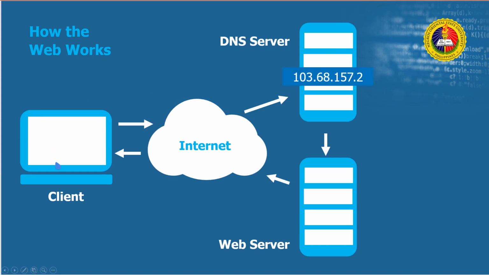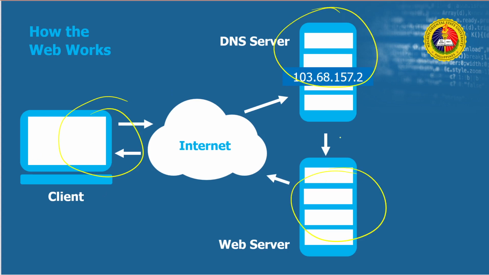But this time around, we'll talk about what happens in the client part, what happens in the DNS server part, and the web server part. So we're going to discuss what happens before each request is made, before getting the IP address, before getting the web content. We'll discuss it one by one. Let's start with the client.